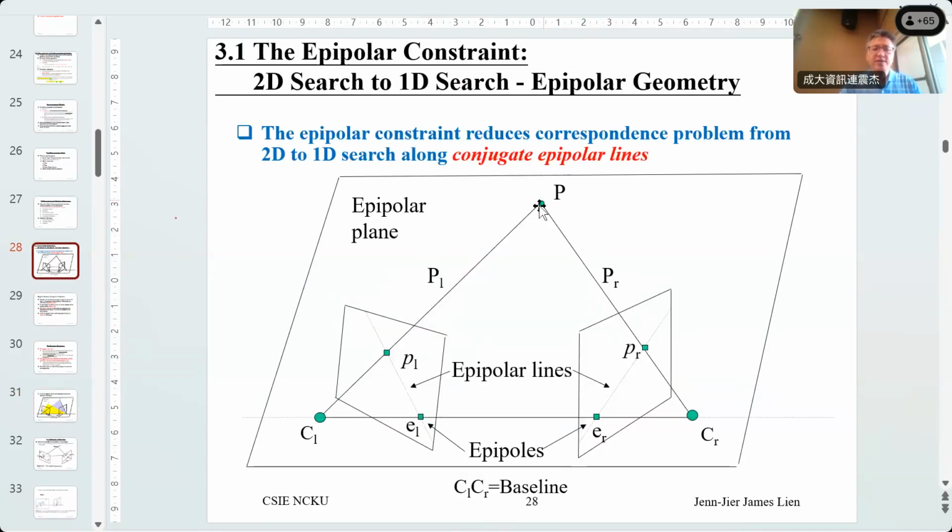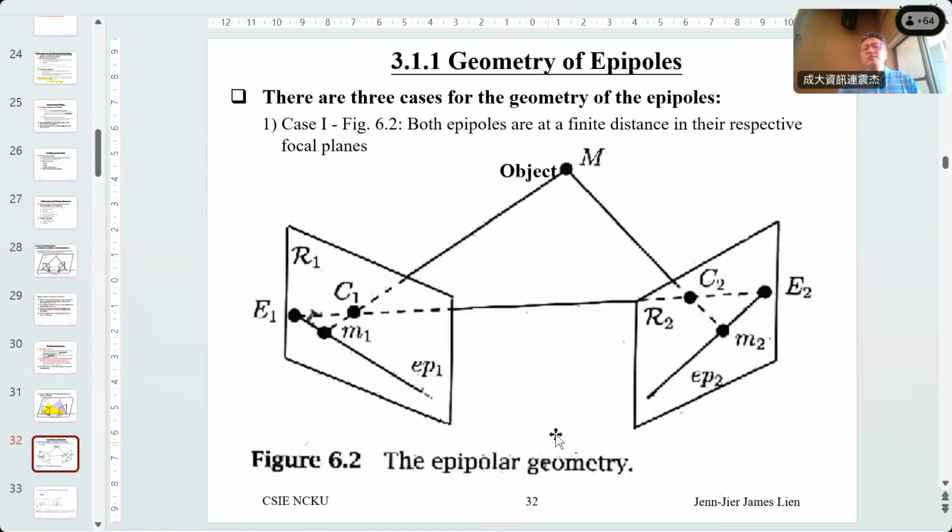And this plane, the capital P and C left, C right, this plane is called the epipolar plane. So the epipolar plane will intersect with the image. This intersection line we call the epipolar line, and both epipolar lines are corresponding. These two are symmetric and correspond to each other. Okay.